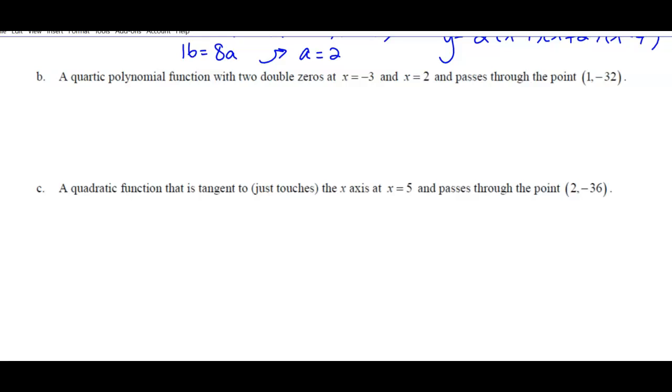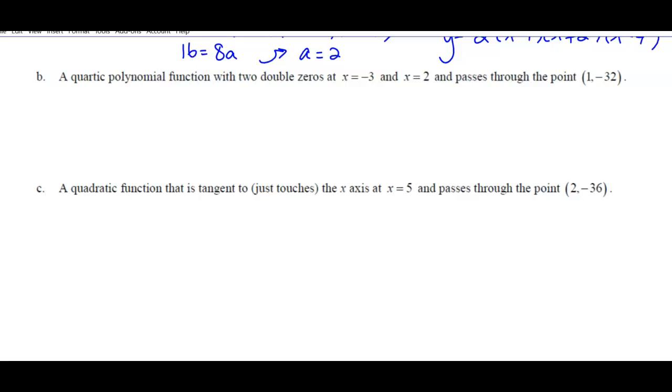Yes, yes. A double zero question, a double zero is the same as a multiplicity of 2. Now, he actually uses the word multiplicity more frequently, but that's what a double zero is. Okay, so we're doing C because I can't find D.